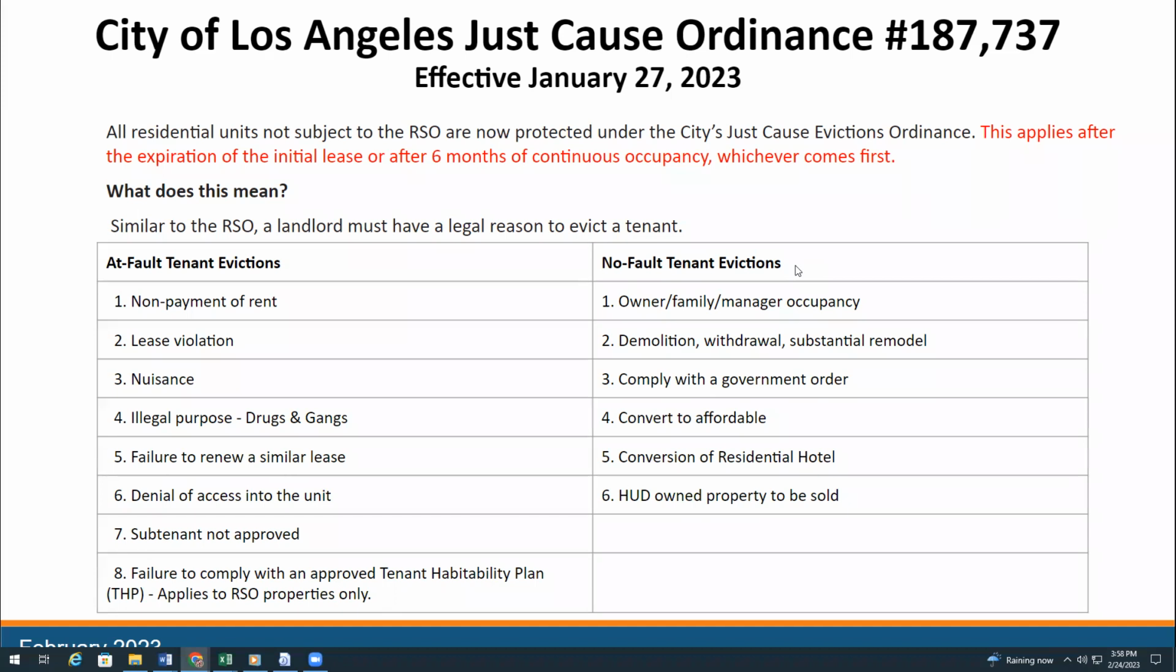Specifically, that it applies after the expiration of an initial lease or after 6 months of continuous occupancy, whichever comes first. Now, a lot of these provisions are very much like the RSO protections, where a landlord must have legal reasons to evict a tenant subject to this just cause ordinance.